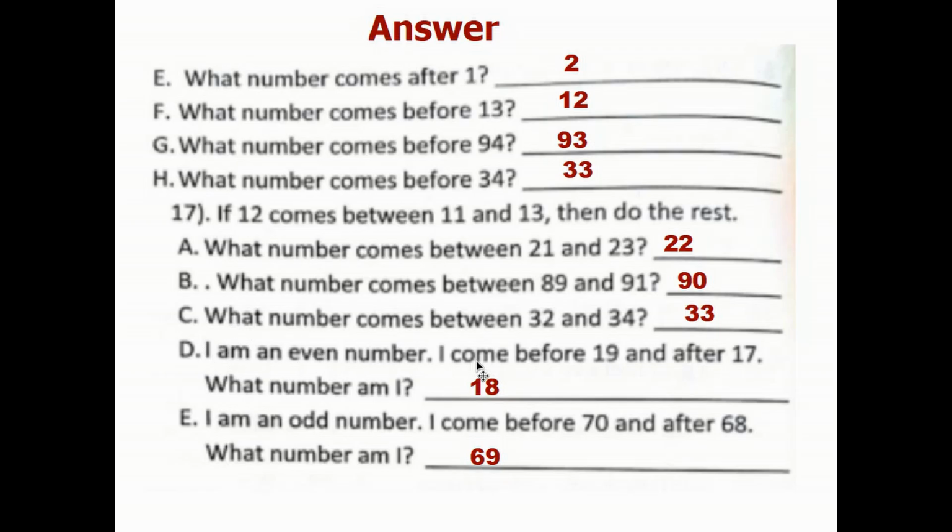D, I am an even number. I come before 19, after 17. After 17, there is 18. So between 17 and 19, there is 18. E, and the last one is, I am an odd number. I come before 70 and after 68. The number is 69, the number between 68 and 70. Clear? Excellent.